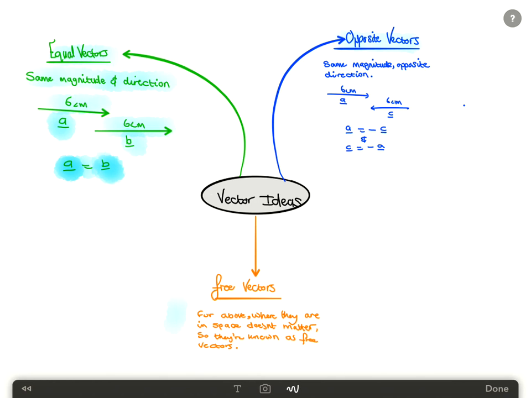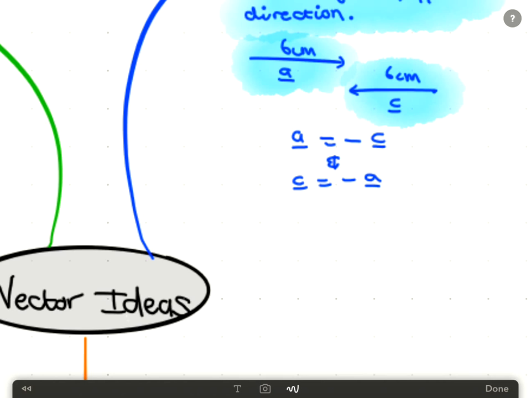Opposite vectors have the same magnitude but opposite directions. Again, vector A is 6 centimeters to the right, whereas vector C is 6 centimeters to the left. So we can write this as vector A is equal to the negative of vector C, or vector C is equal to the negative of vector A.